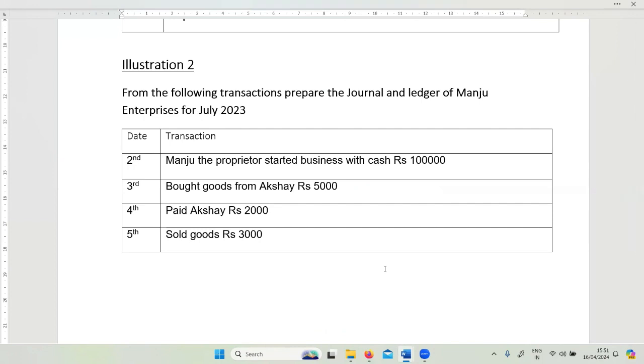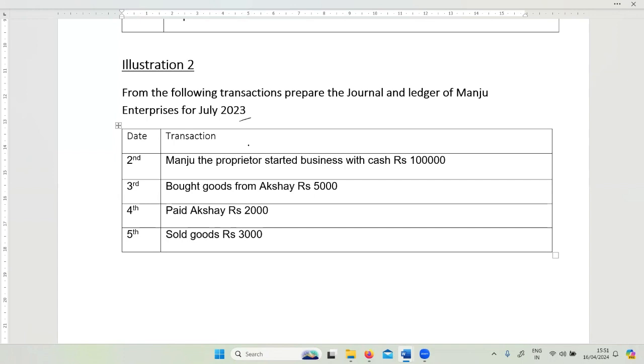In this illustration also, we are asked to prepare the journal and ledger of Manju Enterprises for July 23. For this particular time period, they want us to prepare the journal as well as the ledger of Manju Enterprises. As in the previous example, we first prepared a journal, wrote all the journal entries, and then posted them to the ledger account. In the same way, in this case also, we are going to prepare the journal.